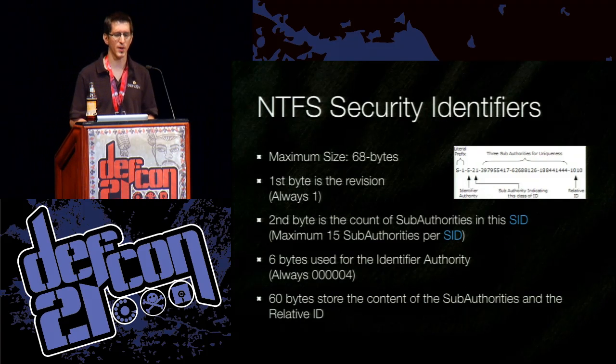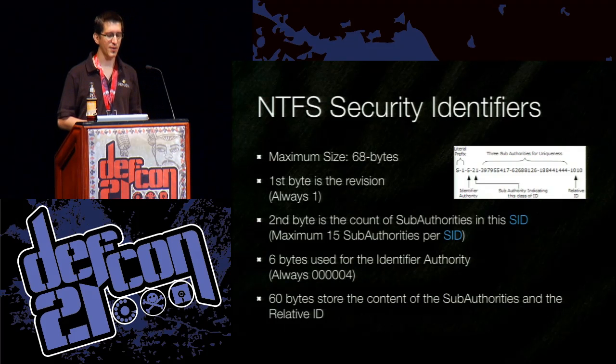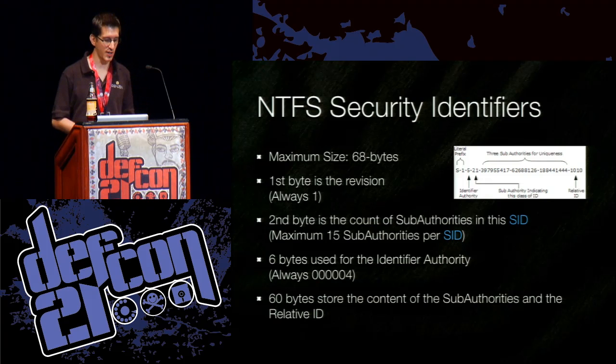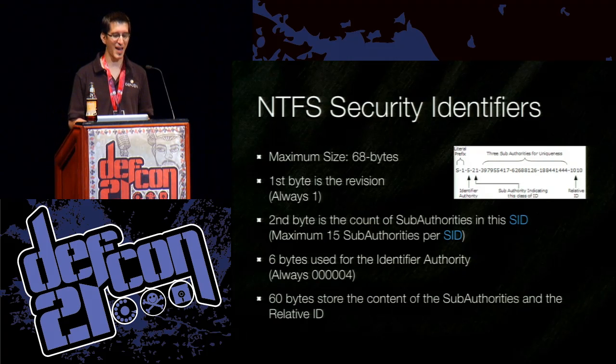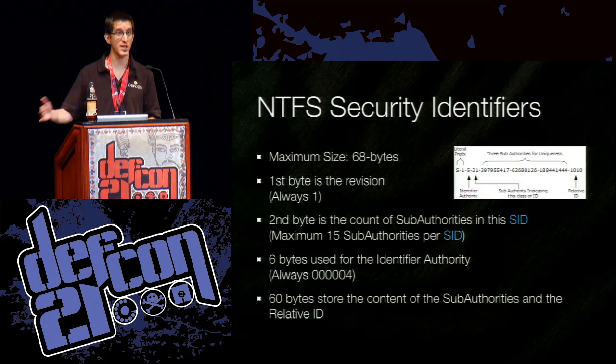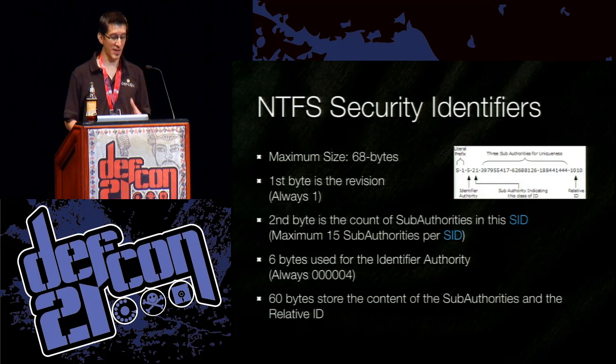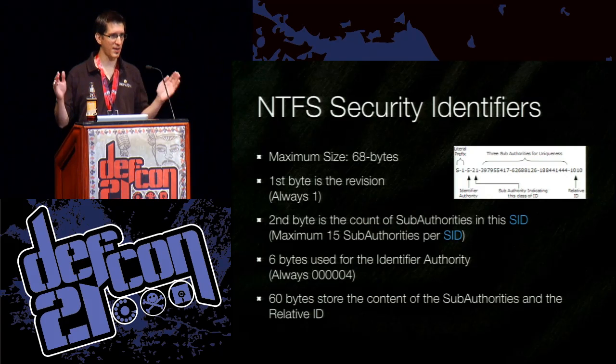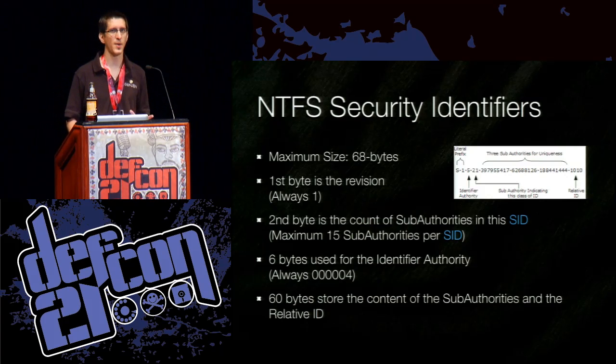Let's talk a little bit more about the identifiers. They have a maximum size of 68 bytes. The first few bytes are pretty much static. The first byte will always be 1. That's the revision number. Microsoft hasn't released a second revision of these security identifiers. The second byte is the count of the number of sub-authorities that will be in the rest of the SID. The maximum number here is 15. That's the highest amount of sub-authorities you can fit into a security identifier. The next 6 bytes are used for an identifier authority.